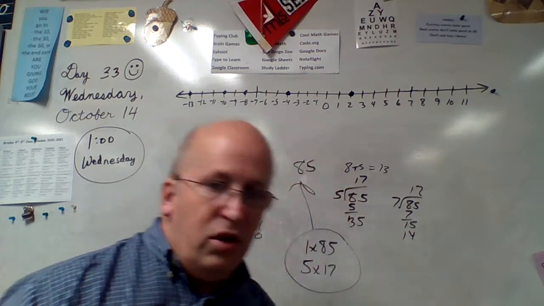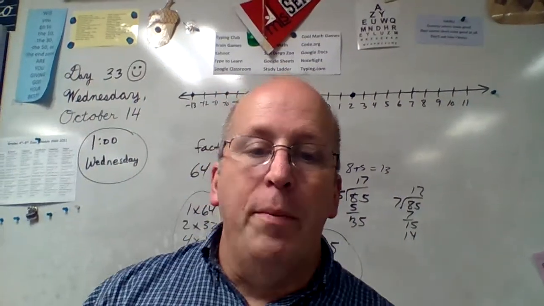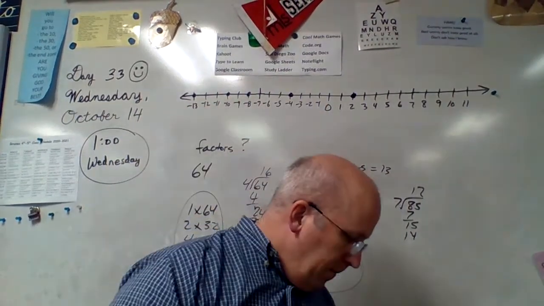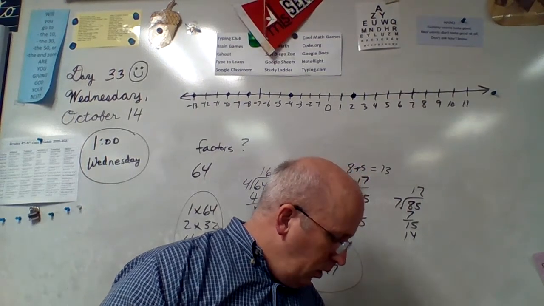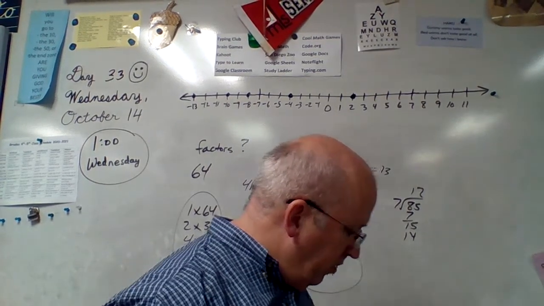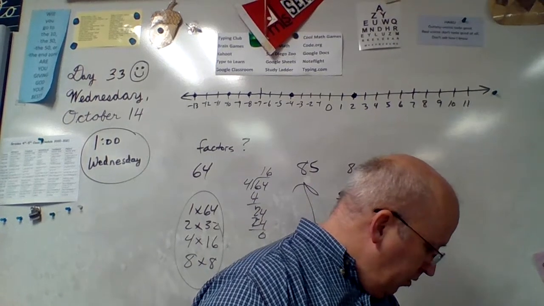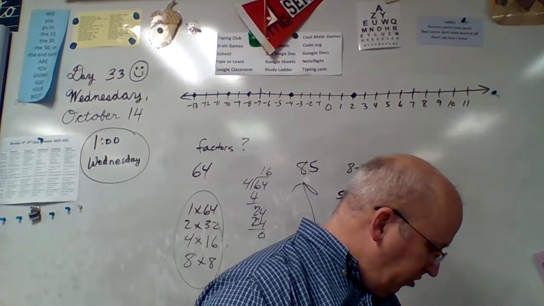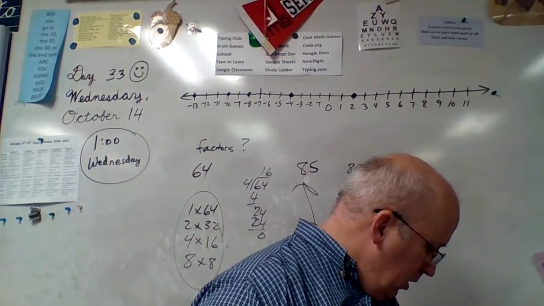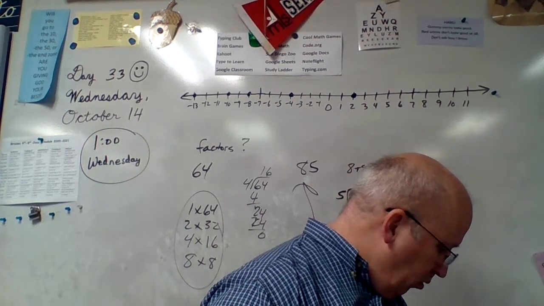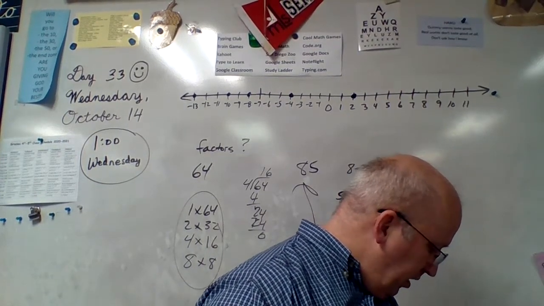Top of page 150, they're talking about something called monomials. What in the world is a monomial? It says up there, a number such as 80 or an expression such as 8 times x is called a monomial. A monomial is a number, a variable, or a product of numbers and/or variables.